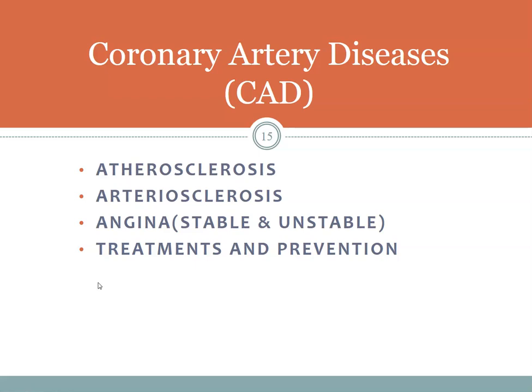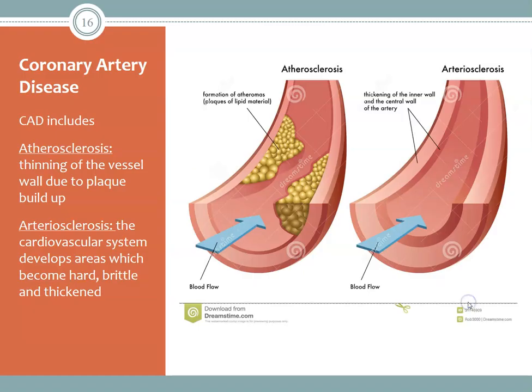Okay, moving on to coronary artery disease. We're going to take a look in Block 2 at atherosclerosis, arteriosclerosis, stable angina or angina, and unstable angina, treatment and prevention of coronary artery disease. Coronary artery disease includes both, again, atherosclerosis, which is thinning of the vessel wall due to that plaque buildup.